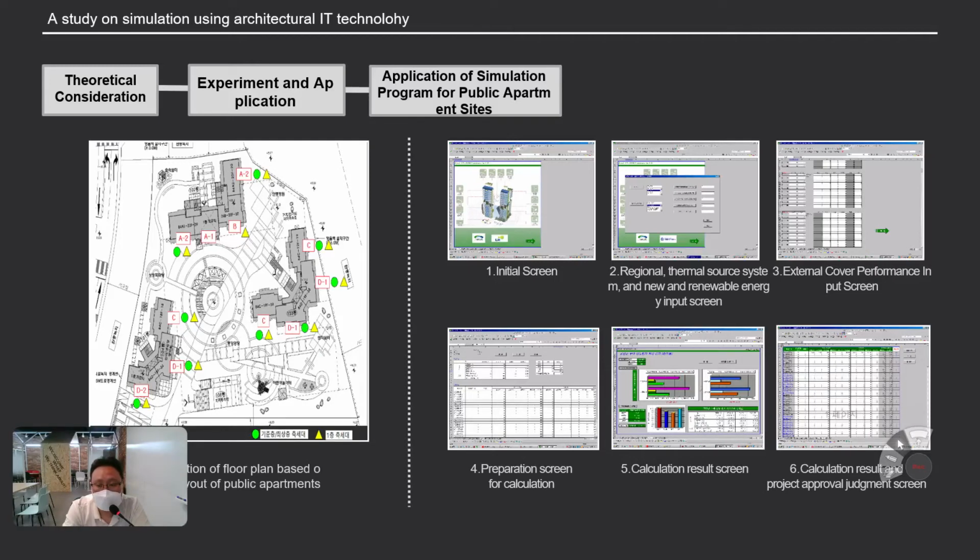Okay, the screens are: one, the initial screen; two, the regional thermal source system and new and renewable energy input screen; three, the external cover performance input screen; four, the refrigeration screen for calculation; five, the calculation result screen; and the final six, the conclusion result and the product approval judgment screen.